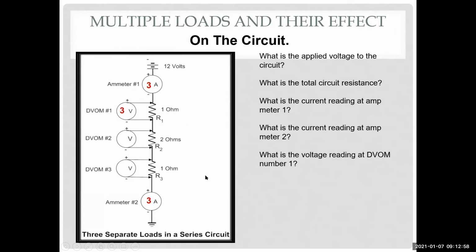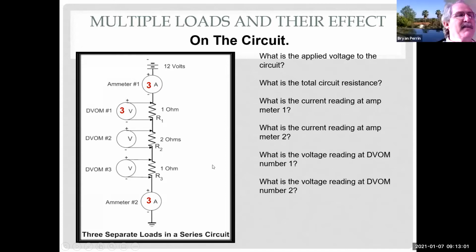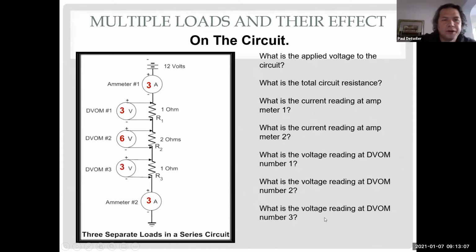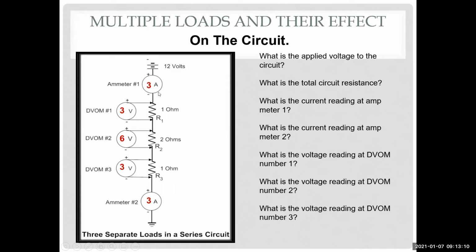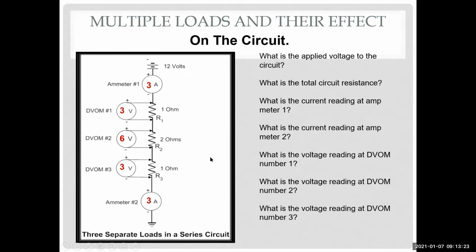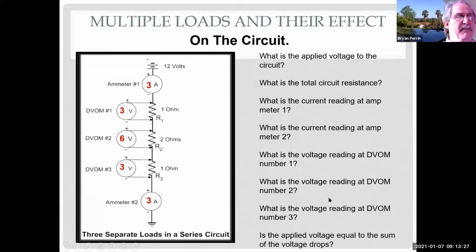So what is the voltage reading at DVOM number 2? 6. And how about number 3? 3. There you go. So you can see where we started with 12 volts, we used 3, then we used 6, then we used 3. So did my loads use all my voltage? Yes. The applied voltage is equal to the sum of the voltage drops.